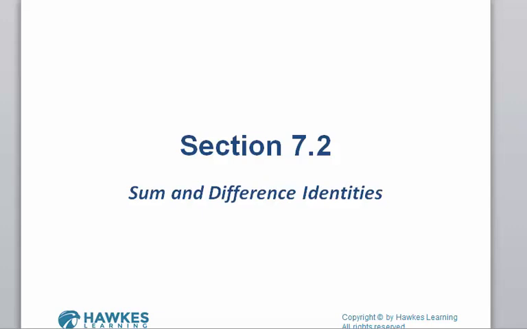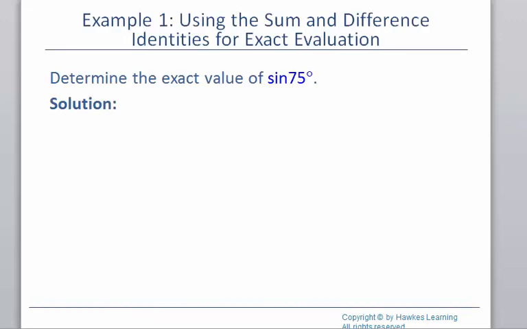We'll now begin section 7.2, where we will discuss the sum and difference identities. We're going to begin by taking a look at an example that shows why the sum and difference identities are important. The first problem that we're going to work asks us to determine the exact value of sine 75 degrees.